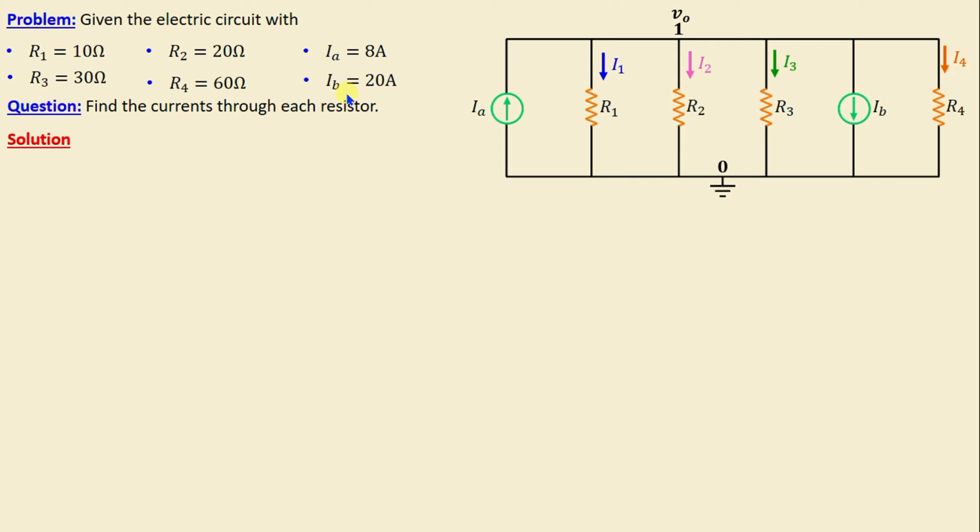Next, we will proceed to apply Kirchhoff's current law in node 1. By applying Kirchhoff's current law in node 1, we can write IA minus I1 is equal to I2 plus I3 plus IB plus I4.